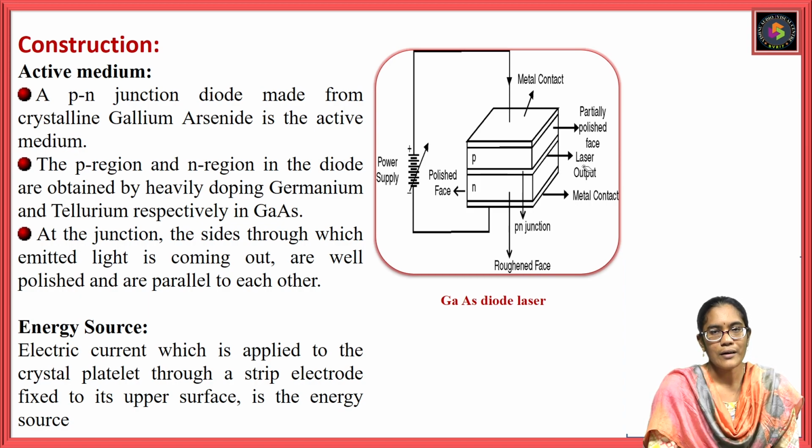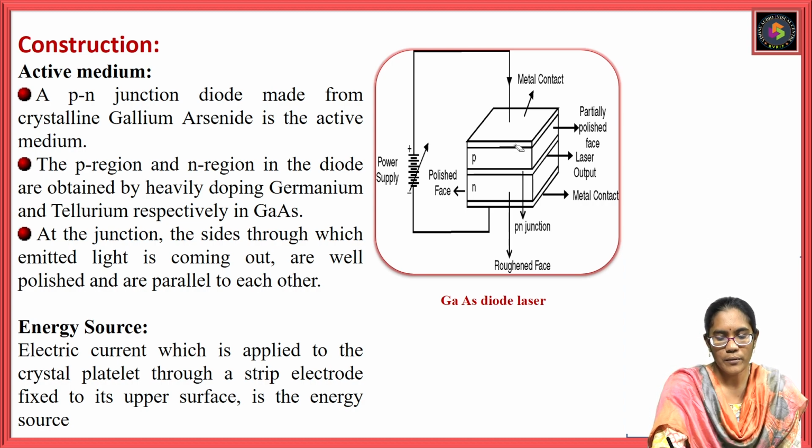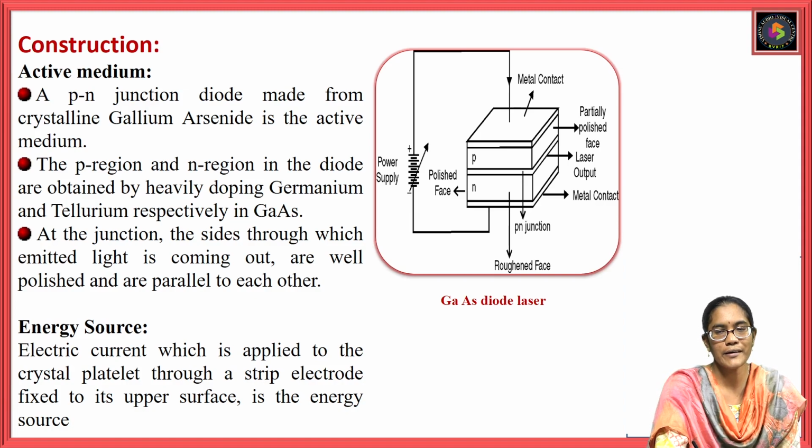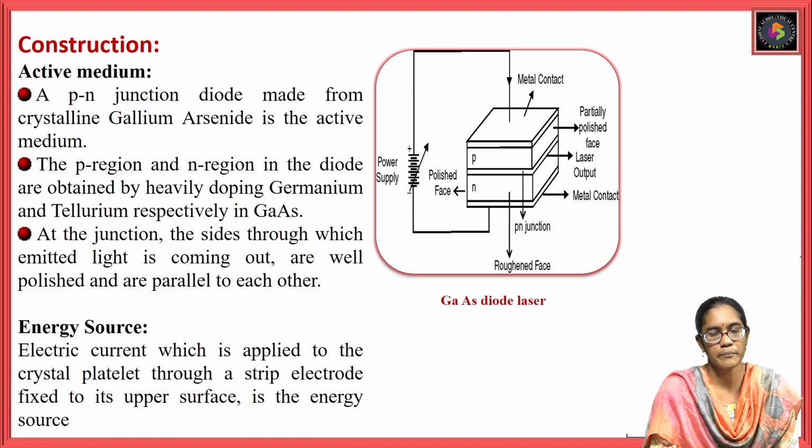The next one is the energy source or pumping source. For that, at the top and bottom surfaces, two electrodes are fixed. It allows the flow of current to the diode when it is connected in biased mode.